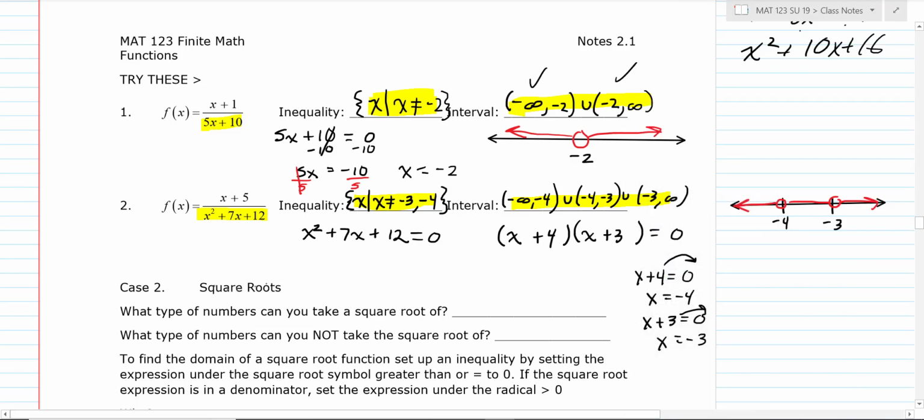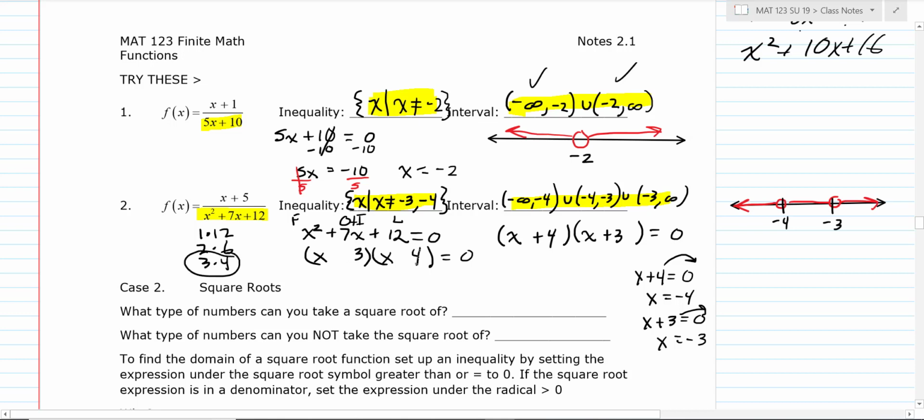Okay. Second one's a little bit harder for students because of the factoring. We set the denominator equal to 0. And again, this is your first term, that's your last term, that's your outer and inner added together. So when you put this together, just go like this. The first term's got to be x and x to get x squared. The last term's a 12, so you could have 1 times 12, 2 times 6, or 3 times 4. The only way you're going to get a 7 out of this is by using 3 and 4.